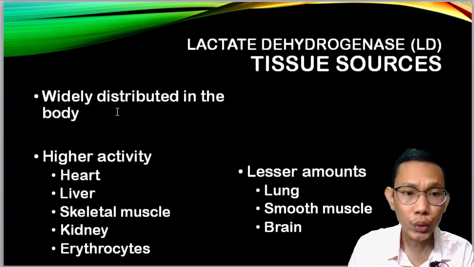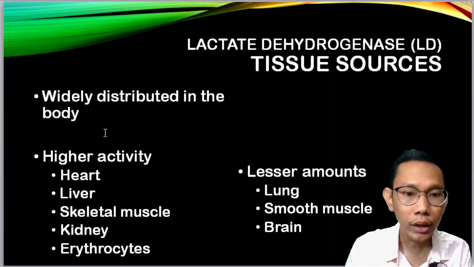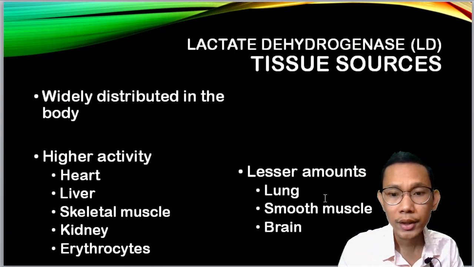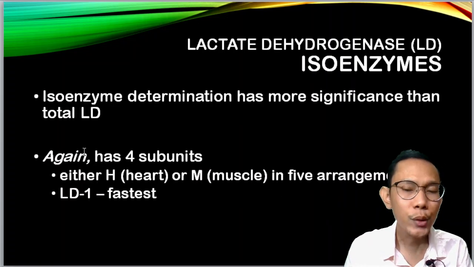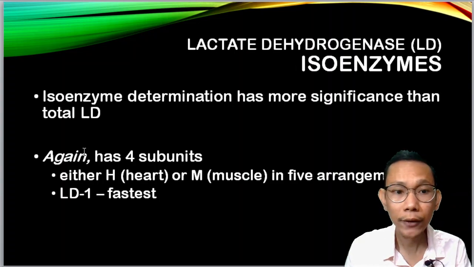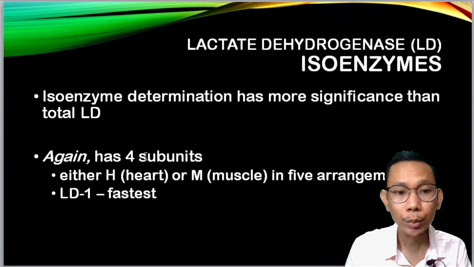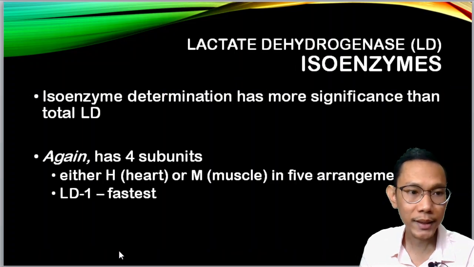So, what are the tissue sources? It is widely distributed in the body. It has higher activity in your heart, liver, skeletal muscle, kidney, and also your erythrocytes. In lesser amounts, it could be detected in your lung, smooth muscle, and brain. So the isoenzyme determination has more significance than the total LD. Again, it has 4 subunits, either H (heart) or M (muscle), in 5 arrangements. Your LD1 is the fastest.